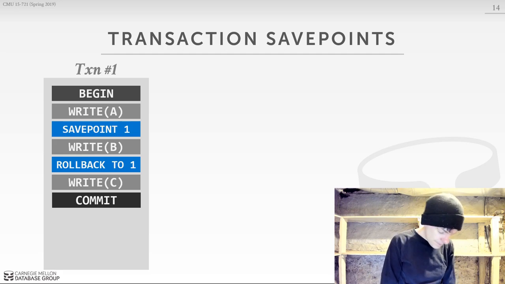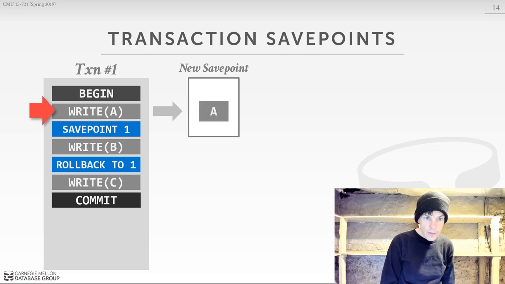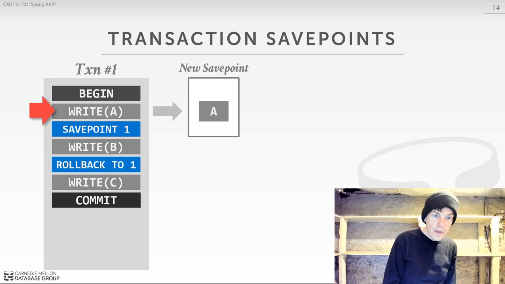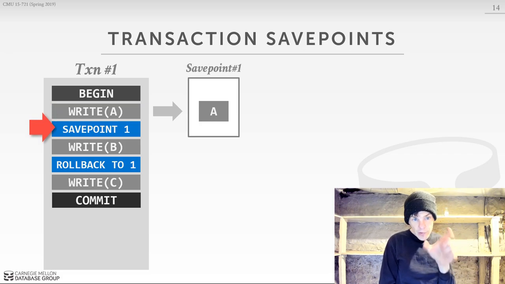So let's look at an example. There's a simple transaction here: a write on A, a write on B, and a write on C. When our transaction starts, we call begin, and this is going to create an implicit save point. The save point's not going to have a handle or a name, but it's going to be created when this transaction starts. Now when we do a write on A, that's going to land in our save point. We don't care about the values, we're just saying the object A has been written into the save point. Now we're going to invoke the save point command, which is going to change our implicit save point that was created when our transaction started, and give it a handle.